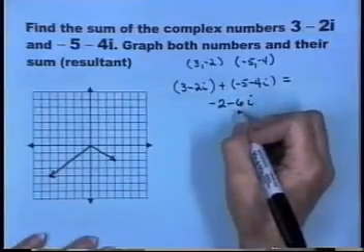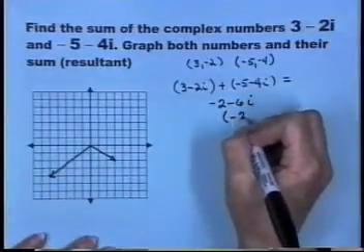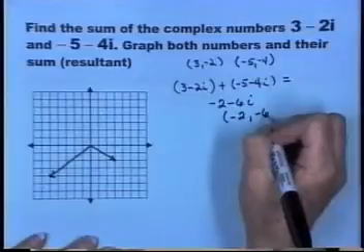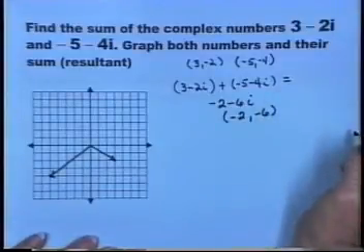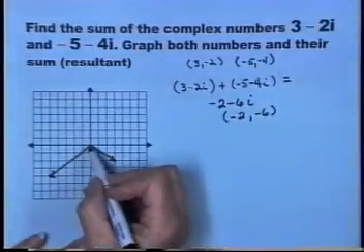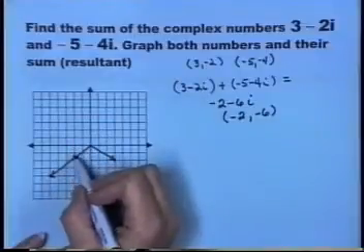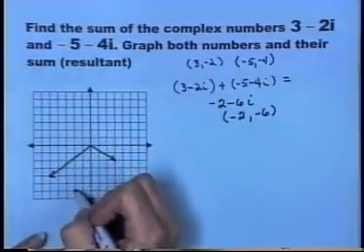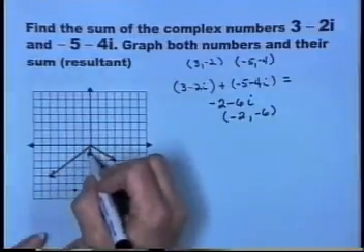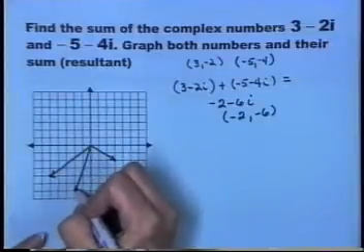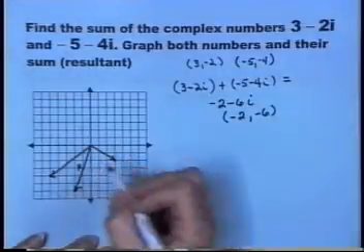Now, if I'm going to graph this sum, the ordered pair I use, the real part negative 2 is my first coordinate. The imaginary part negative 6 is my second. So let's go negative 2, negative 6. So the sum, the resultant, I'm going to call it, is right there.